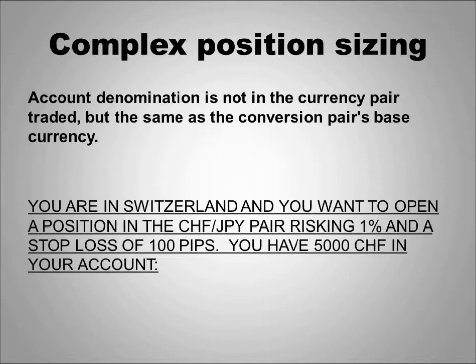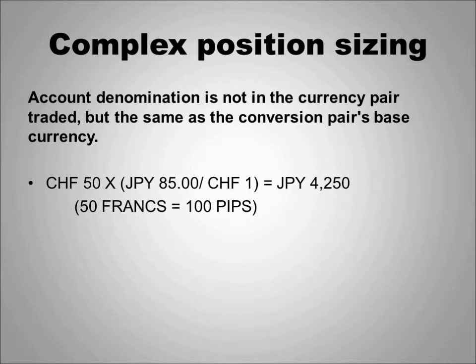So how do we do that? Let's say we're in Switzerland and we want to open a position in the franc-yen pair, risking 1% with a stop loss of 100 pips. And we have 5,000 francs in our account. So this time, we're dealing with an account that is not denominated in dollars, but denominated in Swiss francs. So how do we do that?